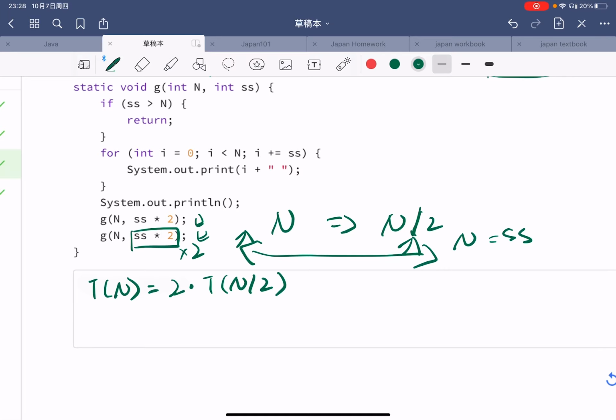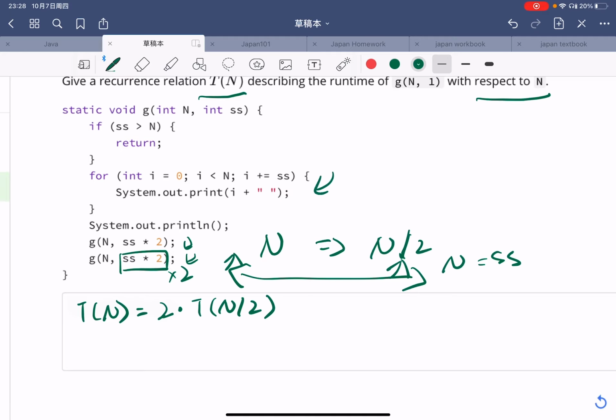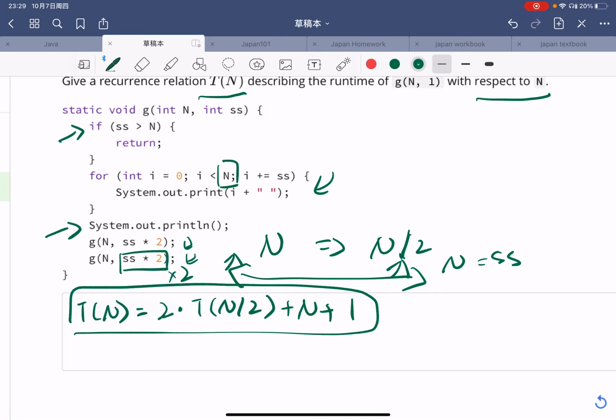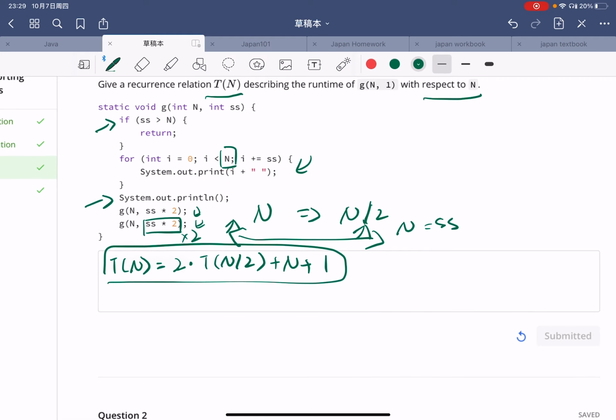And then for the non-recursive parts, I can see that here's a for loop. For the for loop, I can see the upper bound is n. So I'll just simply plus n here. And then I can also see some constant steps. So it will happen in each iteration. So there are also some constant steps. So this actually is the recurrence relation for this one.